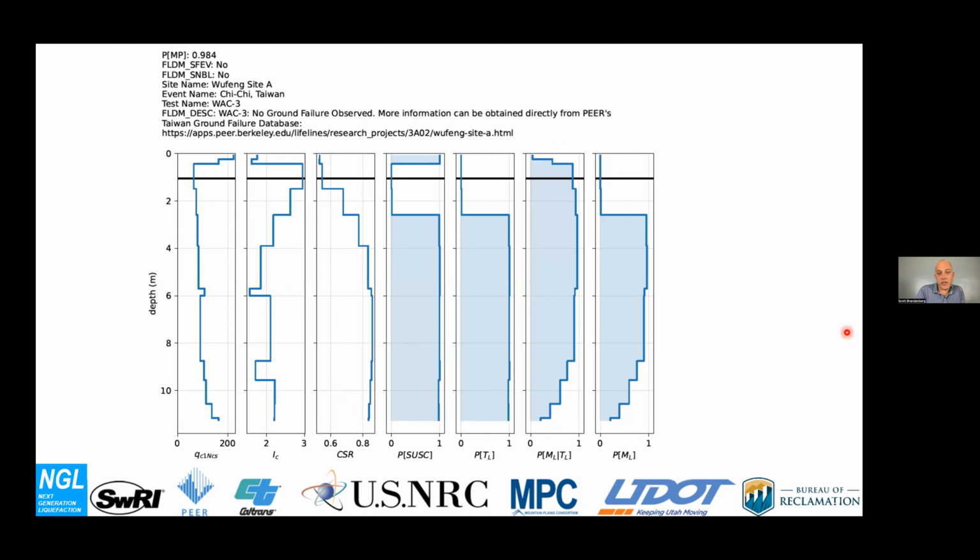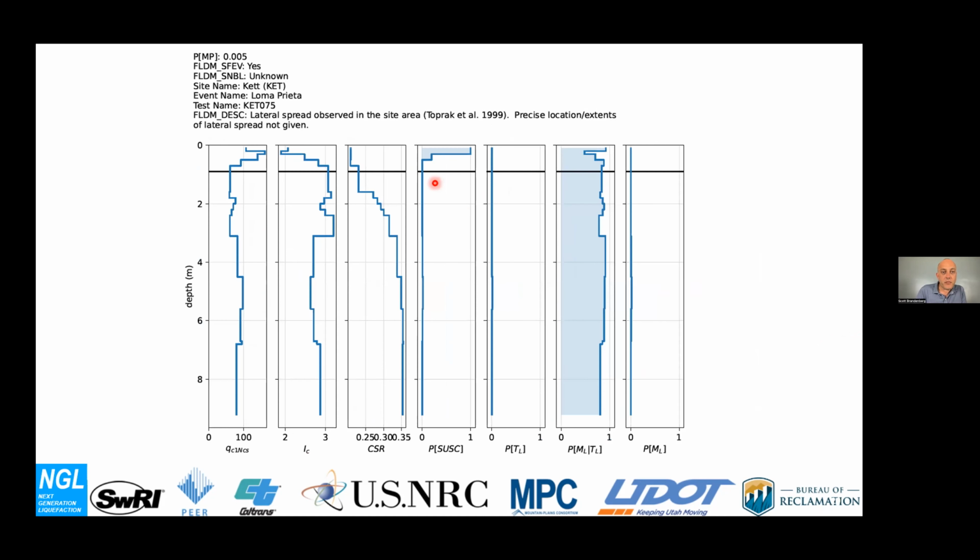Then, of course, there also are predictions like this one. This is also in Wufeng. This is one where we have a 98.4% probability prediction of manifestation, but there was no manifestation. This is another one with a non-susceptible clayey crust on top, so that we need to do a little more work to figure out the effect of that. And then here's one that did manifest, that we predict very low probability of profile manifestation.